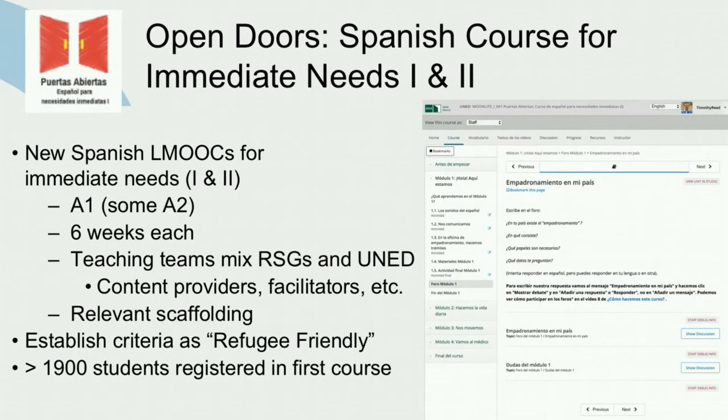This is how we started designing two courses called Open Doors Spanish Courses for Immediate Needs. And this was a very interesting journey that we took with a group of NGOs, non-governmental organizations from Spain dealing with refugees, and we invited them along. We wanted to know them. We wanted to know their reality because we weren't experts at all in this profile of a learner.